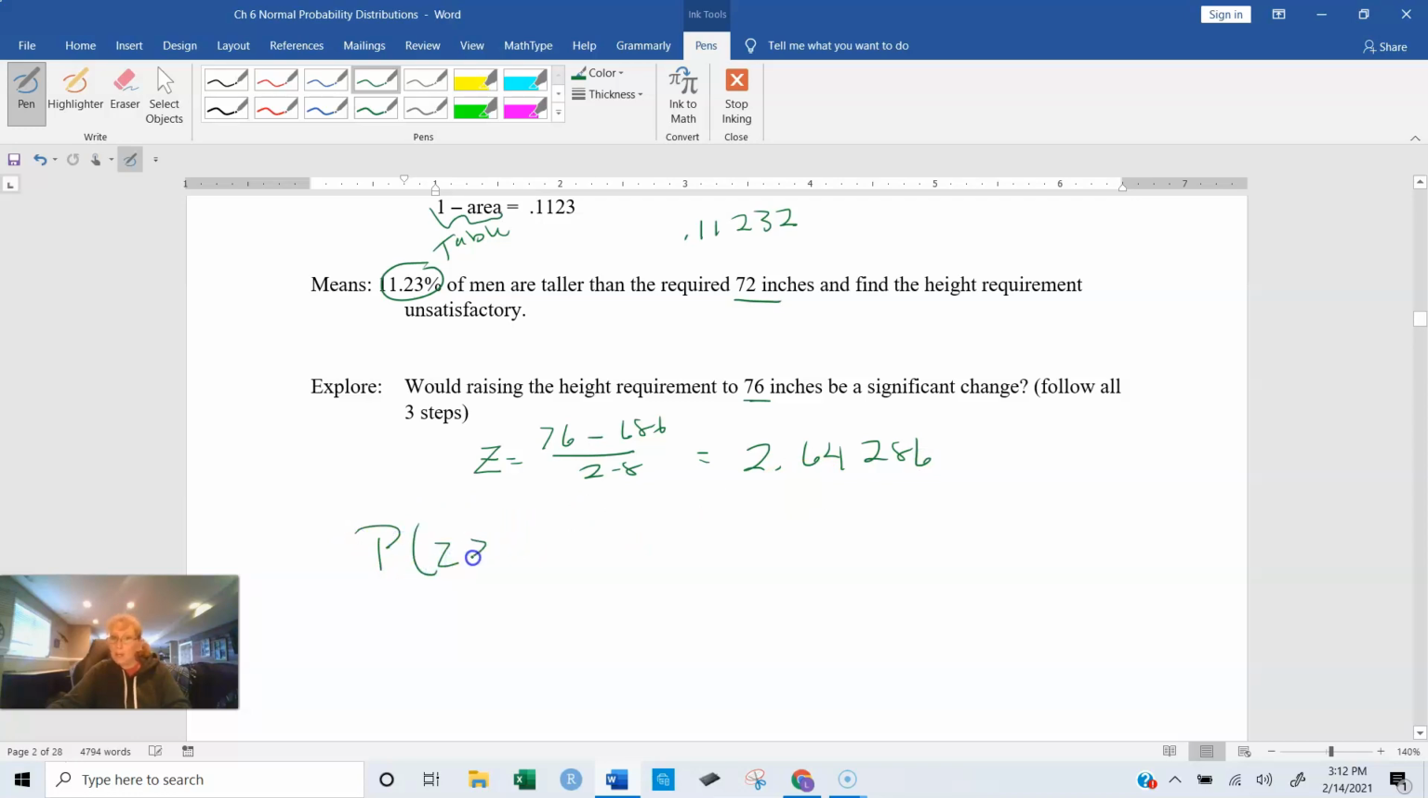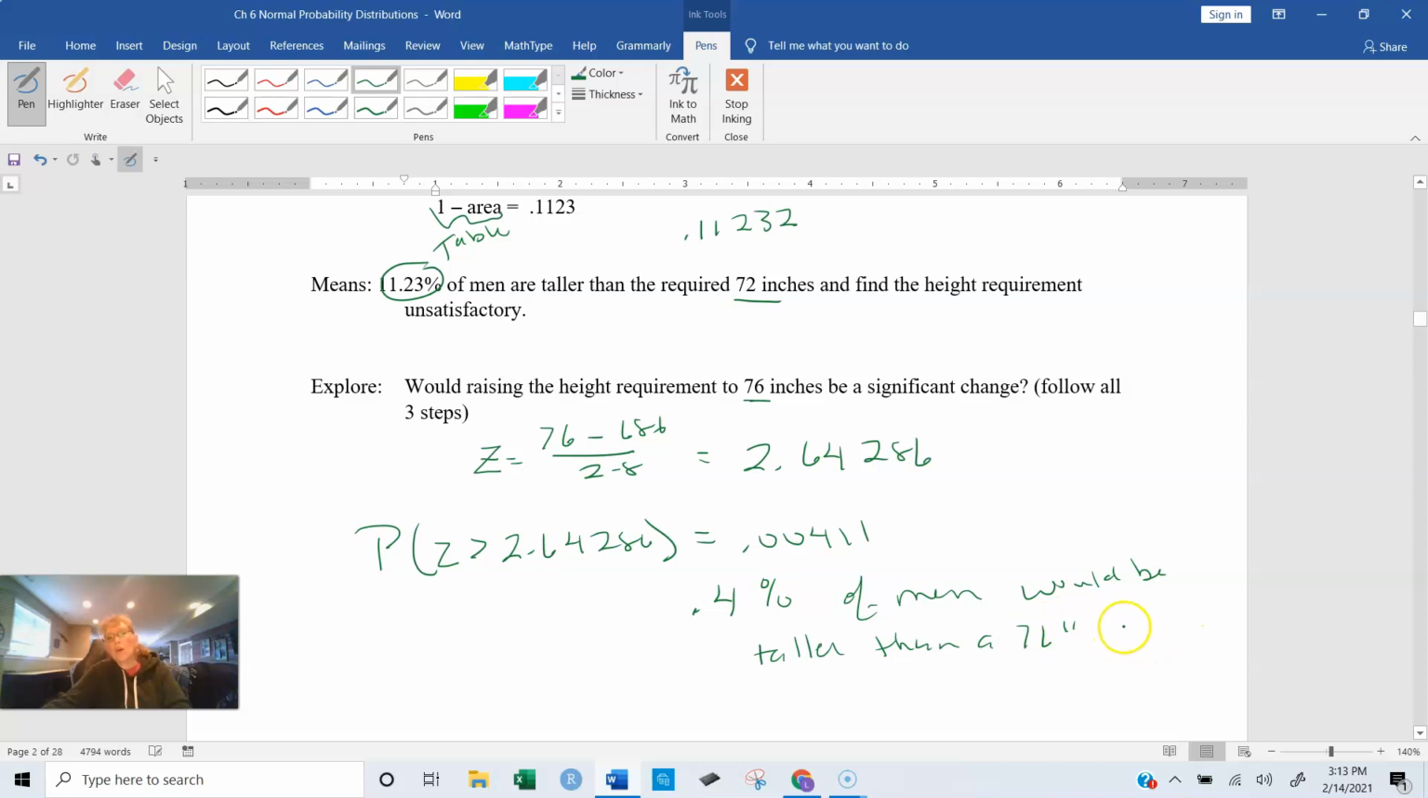So the probability needed to be greater than 2.64286. And when you looked at the right side, you would have got 0.00411, which means 0.4% of men would be taller than a 76-inch shower head, which is not very many. I know you can't get everybody, but this is a good idea.